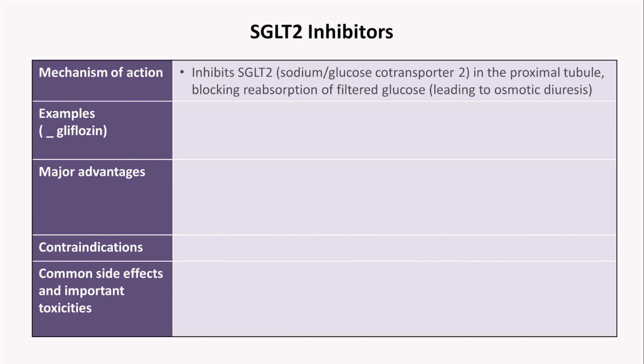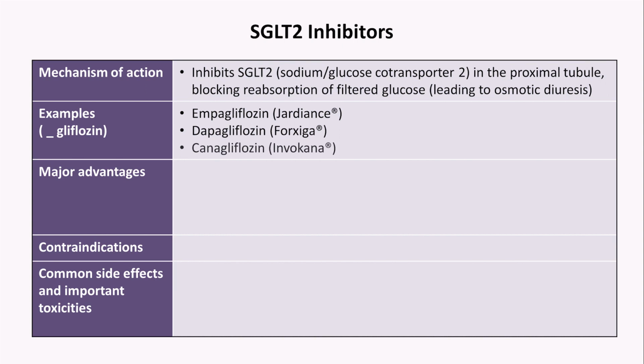Arguably, the next most notable medication class in 2020 are the SGLT2 inhibitors. These inhibit the sodium-glucose cotransporter 2 in the proximal tubule, blocking the reabsorption of filtered glucose, which leads to modest calorie wasting and an osmotic diuresis, beneficial side effects for patients with obesity and heart failure respectively. Examples of these drugs include empagliflozin, dapagliflozin, and canagliflozin. Of these three, empagliflozin, sold under the brand name of Jardiance, has the overall best risk-benefit ratio across different populations.